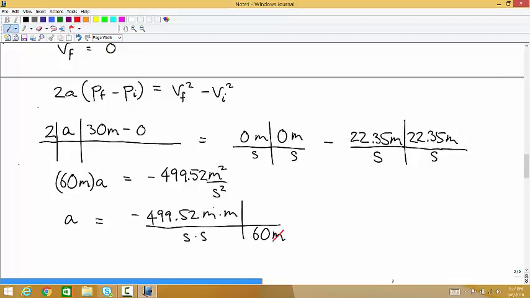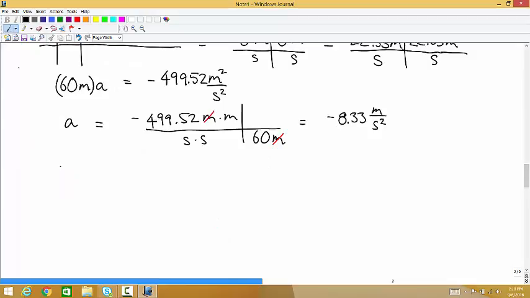That meter cancels one of those. And our final answer, yep. And don't forget the negative. Those signs are important. So negative 8.33 meters per second squared. So notice, if you do it right, the units will always work out.